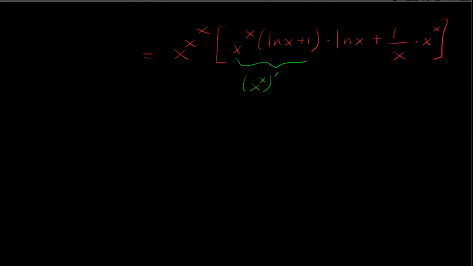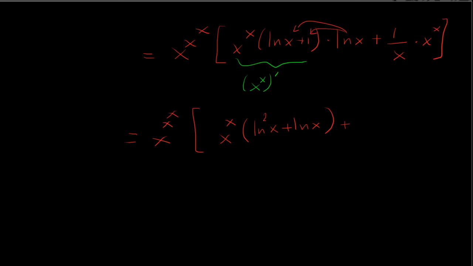Let's see, I can distribute this natural log to both of these, and I can simplify 1 over x times x to the x. So I have x to the x to the x times x to the x times the quantity ln squared of x plus ln of x. I just want to be clear here that the square is on the ln, not the x. So I cannot bring it out in front.